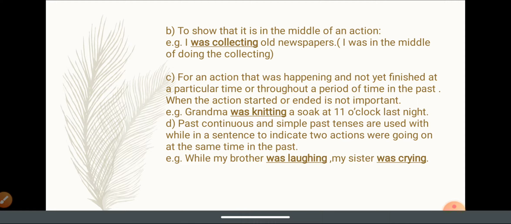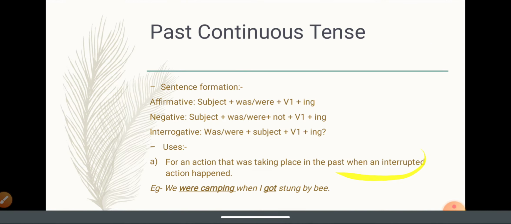Past continuous and simple past tense are used with "while" in a sentence to indicate two actions were going on at the same time in the past. Like, while my brother was laughing, this was continuous tense. My sister was crying, this also was continuous tense. But these are the two actions which continued at the same time. "While" is used to show that. So at the time my brother was laughing, at the same time my sister was crying.